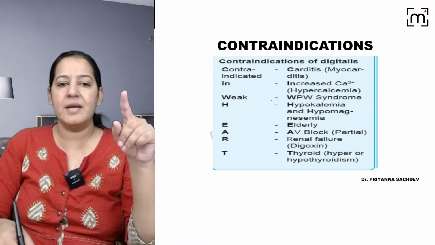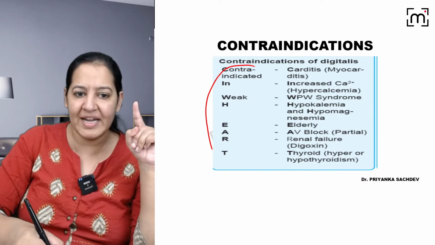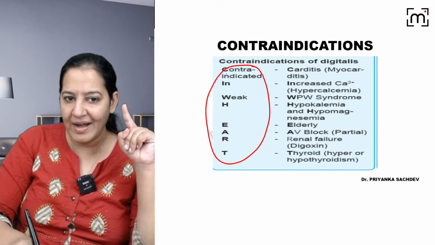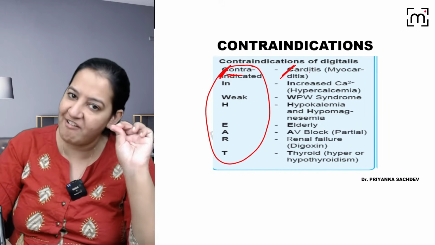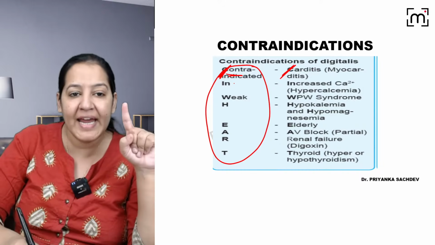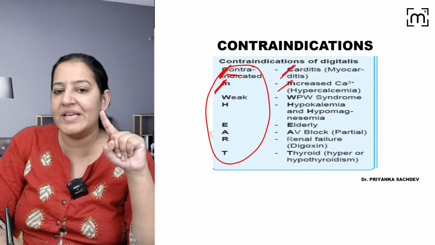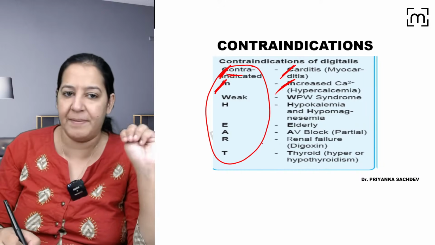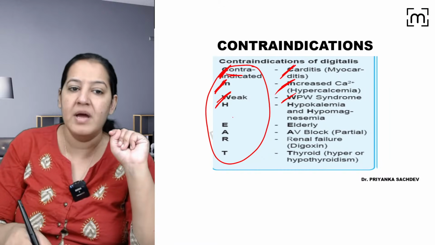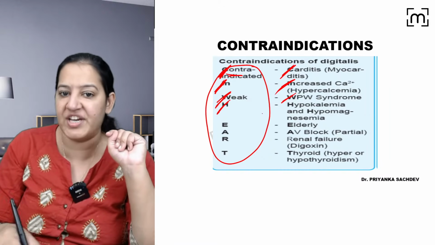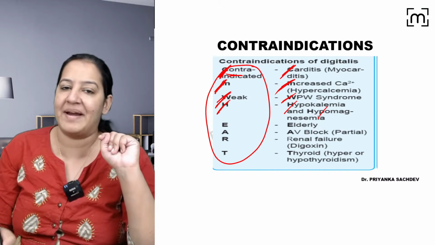So what is the mnemonic? The mnemonic is contraindicated in weak heart. The C in contraindicated stands for carditis. If the patient already has myocarditis, don't give Digitalis. The I in 'in' is increased calcium. Don't give in hypercalcemia. The W in weak stands for WPW syndrome. The H in heart is hypokalemia and hypomagnesemia.